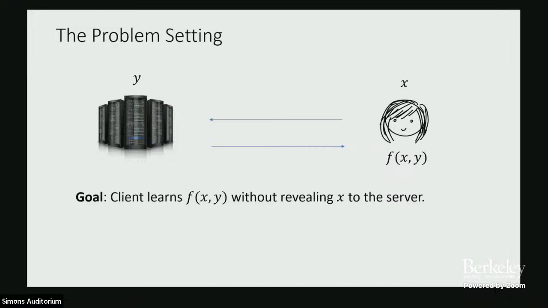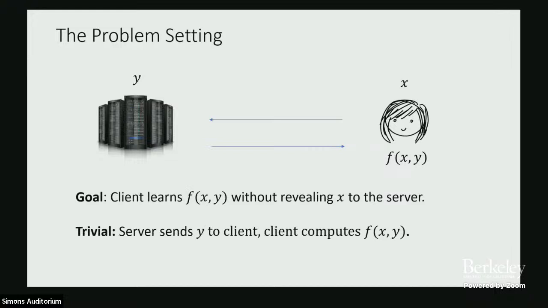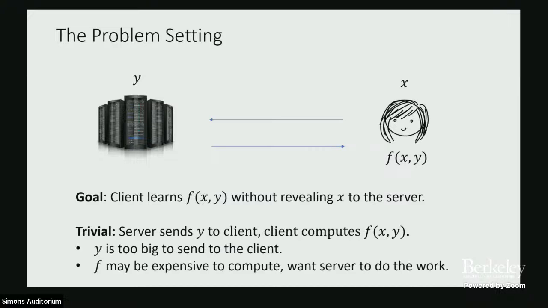For example, you can think of this as Google search, where y is the internet and x is the query. Or you can think of it even as some outsourced computation. Maybe y is empty and f is just some very complicated computation the client wants the server to perform on its input x. There's a trivial solution, which is the server sends y to the client and tells the client to compute f of x, y themselves. We don't like that for two reasons. Maybe y is too big, so we don't want to send y to the client. We want to save on the communication complexity. But also f may be very expensive to compute, even if y is small or y is empty. We don't want to use this solution because we want the server to do the work of computing f, not the client.